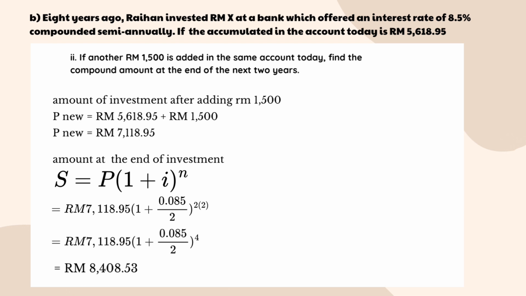The second step is the amount at the end of the investment. So we are looking for S equals P (1 + i) to the power of n. Put it all together and we get S equals RM7,118.95 (1 + 0.085/2) to the power of 2 times 2. So the answer is S equals RM8,408.53.